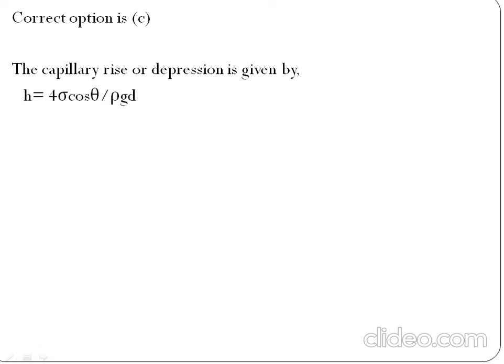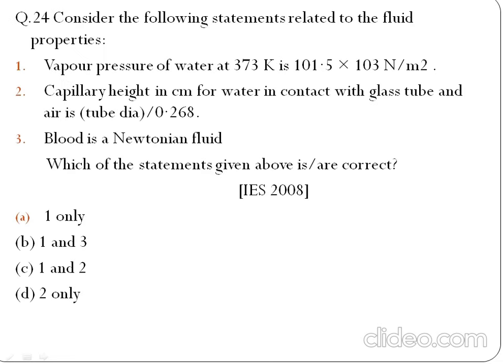Question 24. Consider the following statements related to fluid properties. First, vapor pressure of water at 373 Kelvin is 101.5 into 10 to the power 3 Newton per meter square. Second, capillary height in centimeter for water in contact with glass tube and air, where D is tube diameter, is 0.268. Third, blood is a Newtonian fluid. Which statement given above is correct? Option A 1 only, option B 1 and 3, option C 1 and 2, option D 2 only.